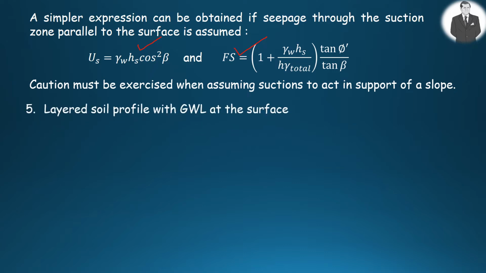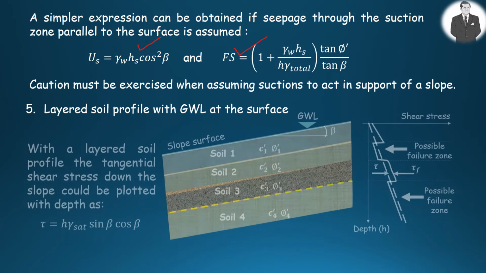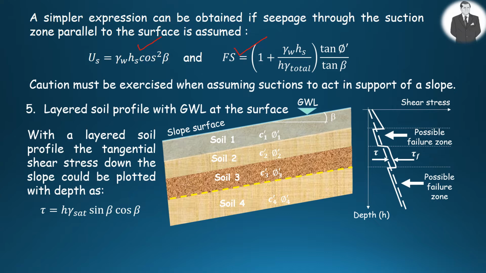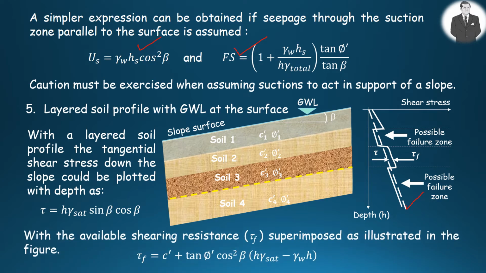The fifth case is the layered soil profile with groundwater level at the surface. With a layered soil profile, the tangential shear stress can be plotted with depth as shown in the figure here and compared with the available shearing resistance superimposed on it.